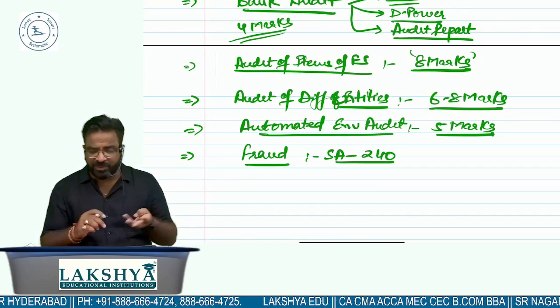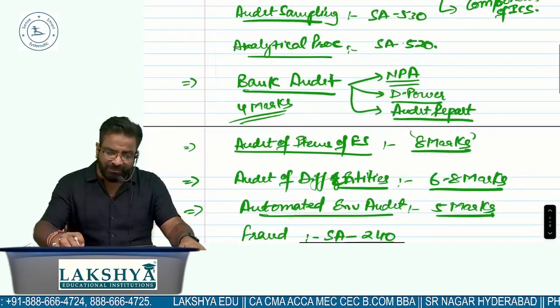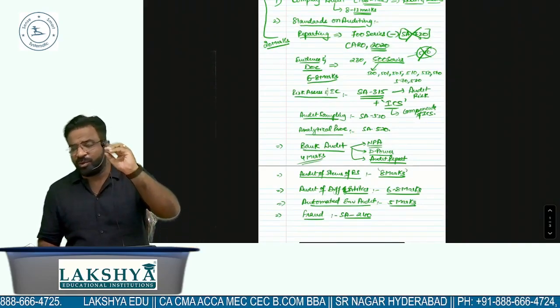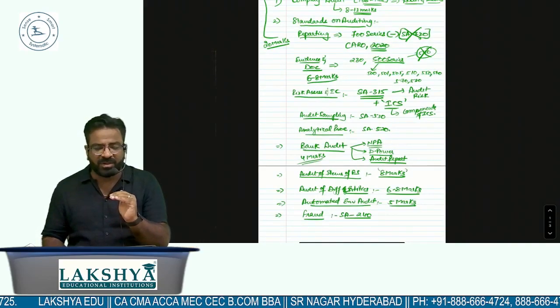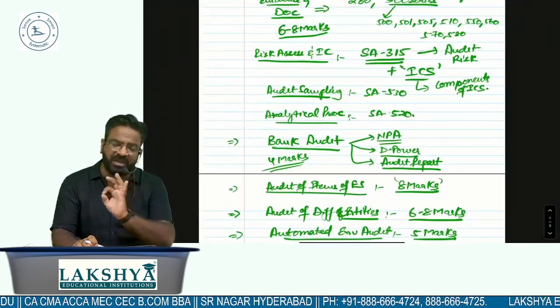So risk assessment is done, fraud chapter is done, analytical is done, sampling is done. So these are the must category. I'm telling you, if you do these many chapters which I'm telling you right now, then only you will be able to cover 60 marks very, very comfortably.